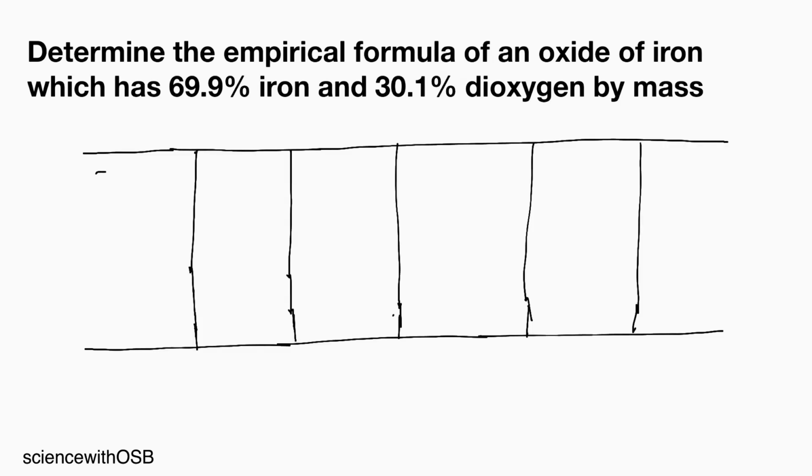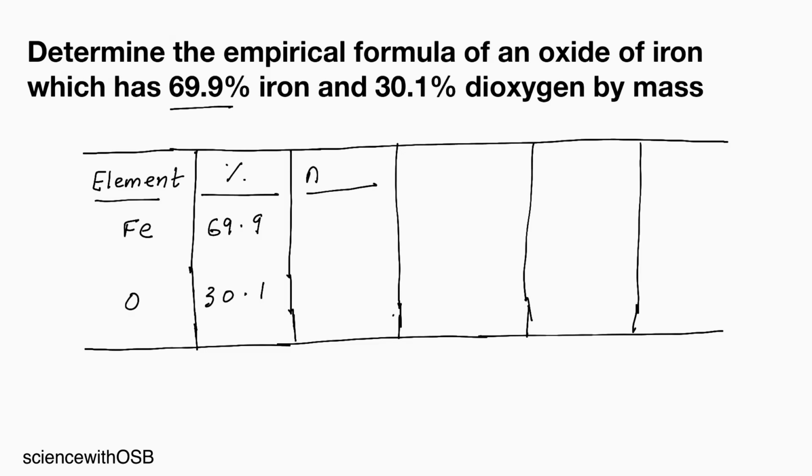First column, element. Which are the elements? Here we have iron and oxygen. Second column, percentage. See, for iron, what is the percentage? 69.9%, and for oxygen it is 30.1%. Now, third column is atomic mass.